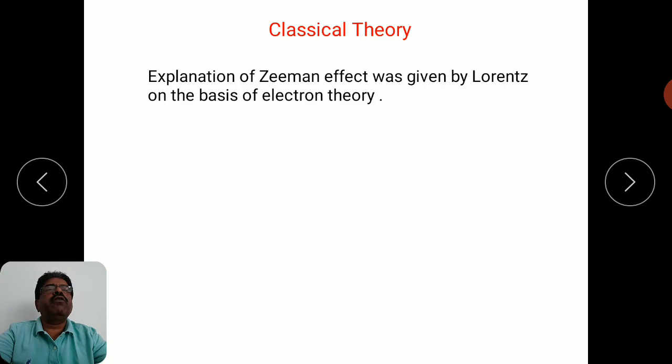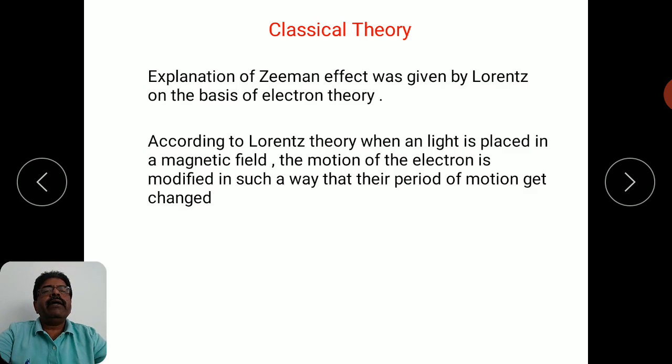So explanation of Zeeman effect was given by Lorentz on the basis of electron theory. You know that the electron, according to Bohr model, is revolving about the nucleus in circular orbits. In this particular case, if you apply the strong magnetic field, according to Lorentz theory, when light is placed in a magnetic field, the motion of the electron is modified in such a way that their period of motion gets changed.